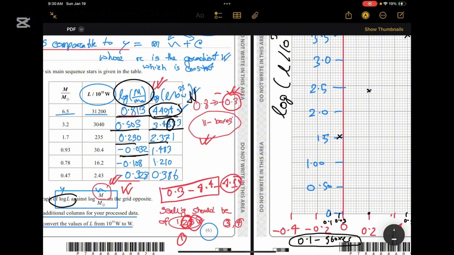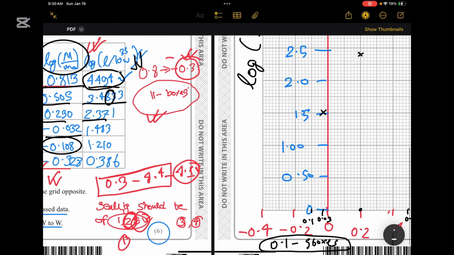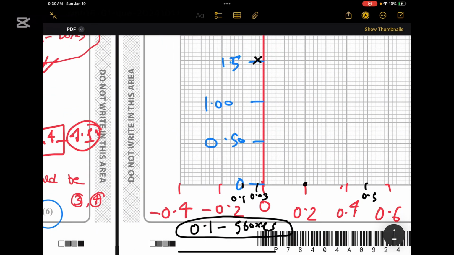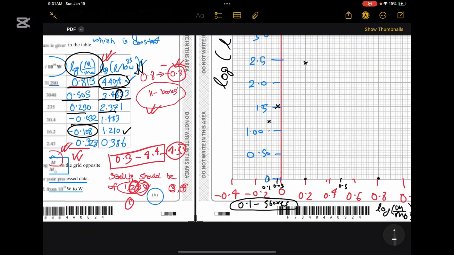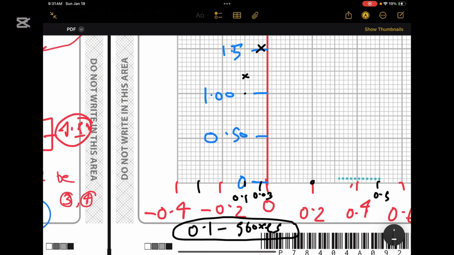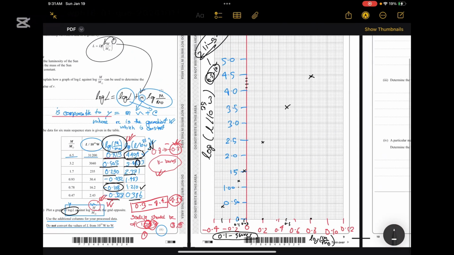The next point is minus 0.1. So minus 0.1 is right here, and it is 1.2. We know if this is 1, this is 1.1, and this is 1.2. Okay, the next point is 0.328, so we can take it as 0.3, which is this, and another one is 0.386, so we can take it as 0.4. So we are done with taking all the values.